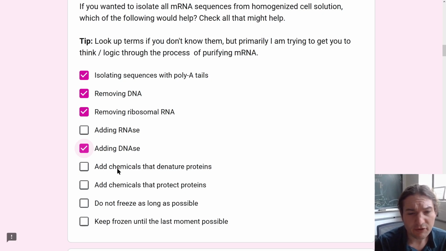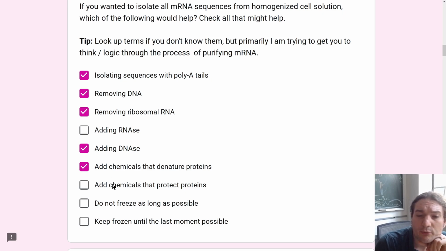Adding chemicals that denature proteins is a great move. It helps prevent the active degradation of RNA. RNA has a limited half-life in our cells, sometimes on the order of minutes, but often around minutes to hours in human cells, although in other organisms that operate on a much faster time scale in terms of a single cell, it can be on the order of seconds to minutes. It can be quite big, quite fast.